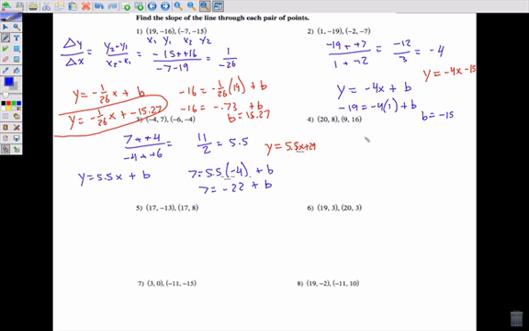Okay. Over here, if we're looking at some y's, 16 minus 8 is 8. 9 minus 20 is negative 11. So our slope is negative 8 over 11.